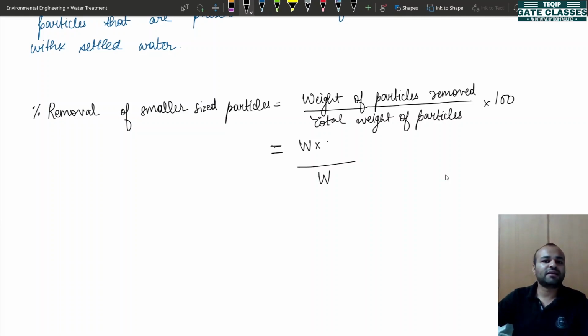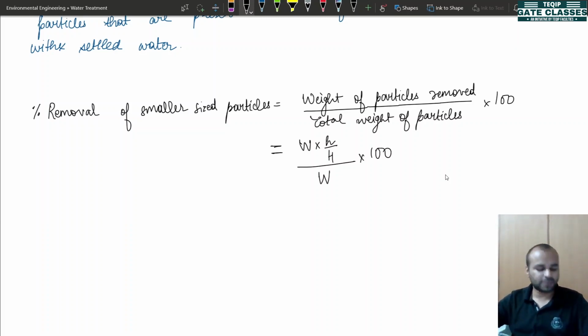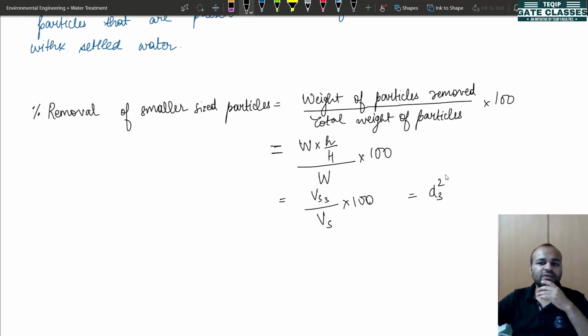I can write this: the total weight capital W multiplied by the ratio of small h to capital H, times 100. This will also give us the percentage removal of the smaller size particles. Now, using the relations that we have obtained just now, we can also conclude that the ratio between settling velocities will also give us the percentage removal of smaller size particles, and similarly, based upon settling velocity, cancelling out all the constant parameters, we can also find that it can be calculated based upon the given diameter.